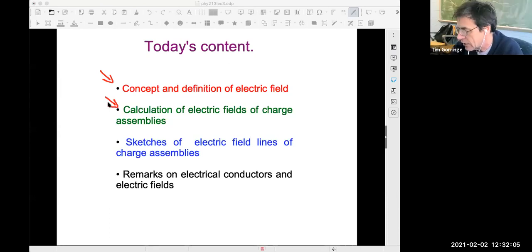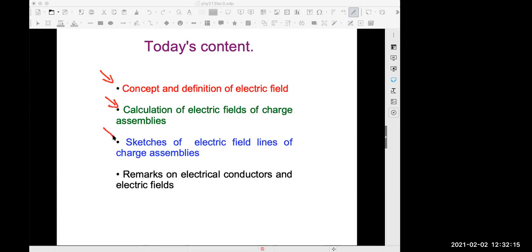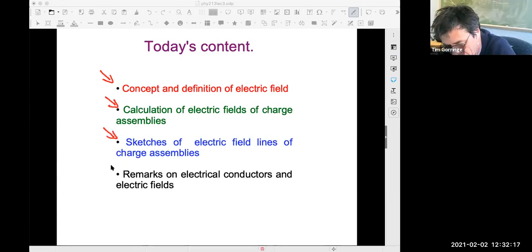I want to look at how we sketch or draw electrical fields of charge arrangements using field lines. And then I finally want to end up with some remarks on electrical fields and electrical conductors. So that's basically the plan for today. We'll work through these items.